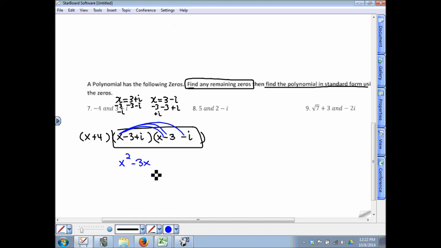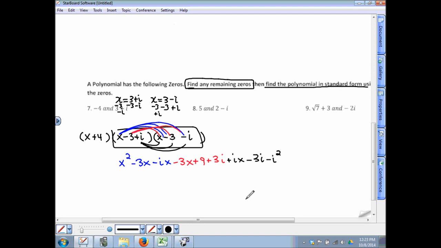x squared minus 3x minus ix. And then if you distribute the negative 3, now you're going to have negative 3x plus 9. Pretty close, it's plus 3i. And then when you distribute the i, you're going to have plus ix minus 3i minus i squared.